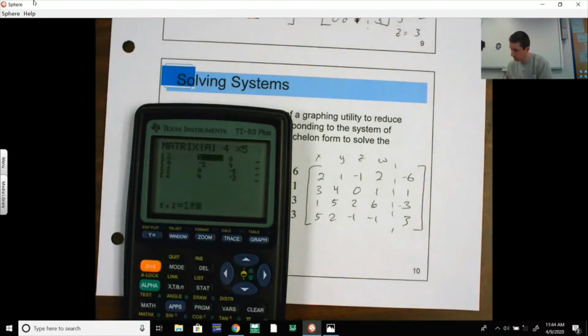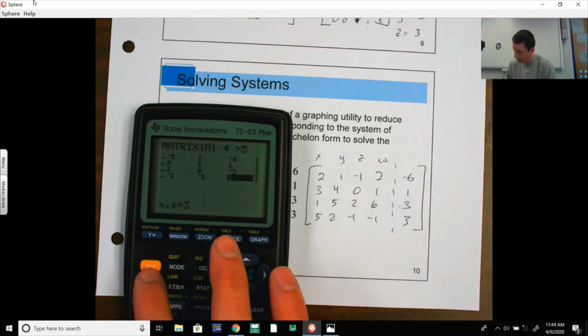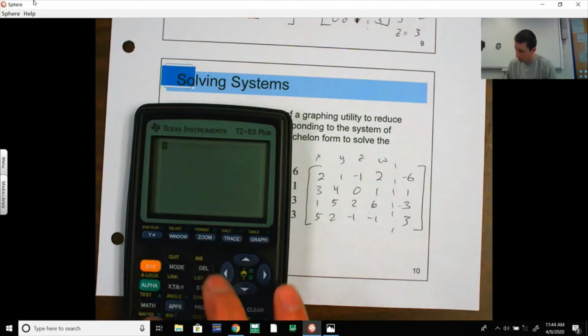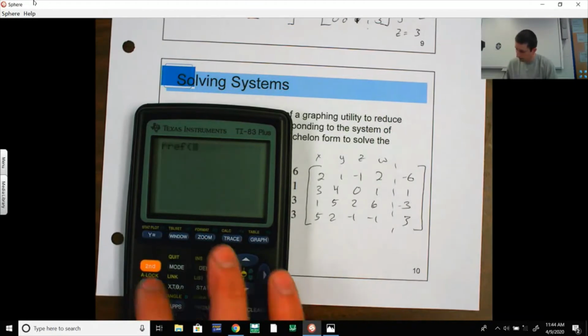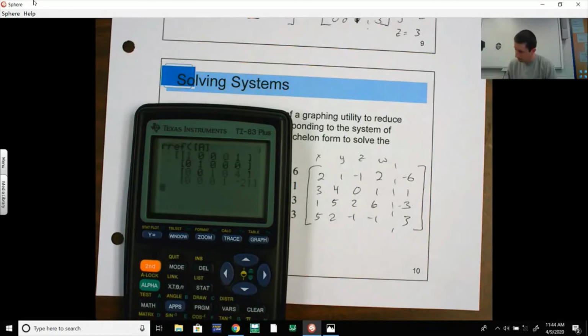2, 1, 2, negative 6. 2, negative 1, 3. Okay, if everything went in correctly, I'm going to go matrix, reduced row echelon form, and matrix A, see what we get.